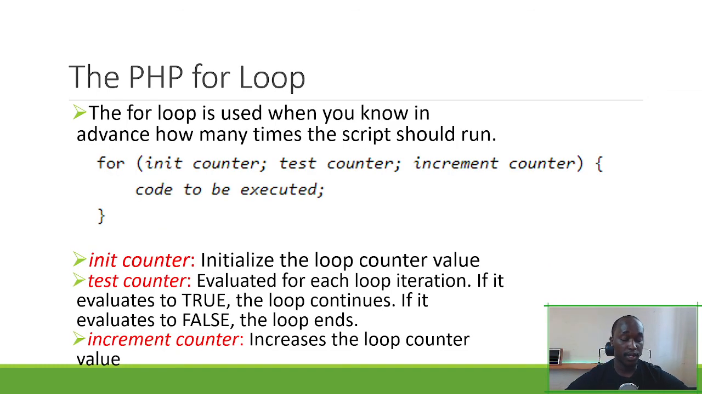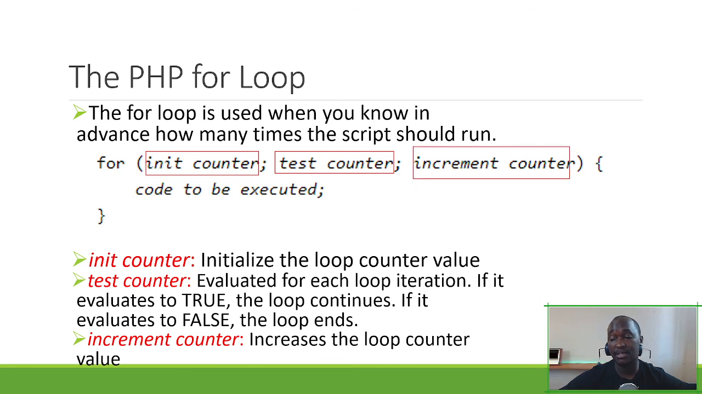So you use it when you want it to execute a block of code at least once before checking the condition. Then you have the for loop. So the for loop has the initialization, the condition, and the increment defined in this bracket, and they are separated by semicolons. Then we have an opening bracket and a closing bracket. Then the code to be executed.